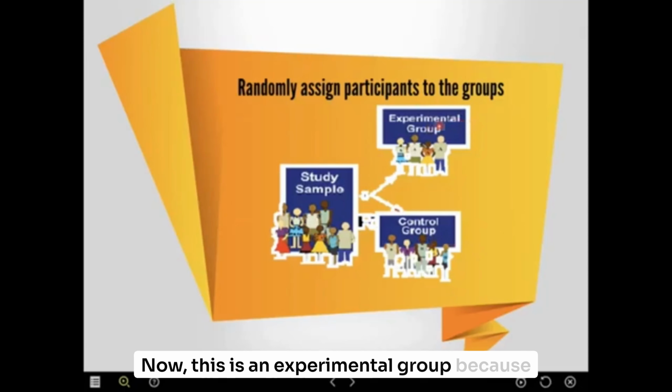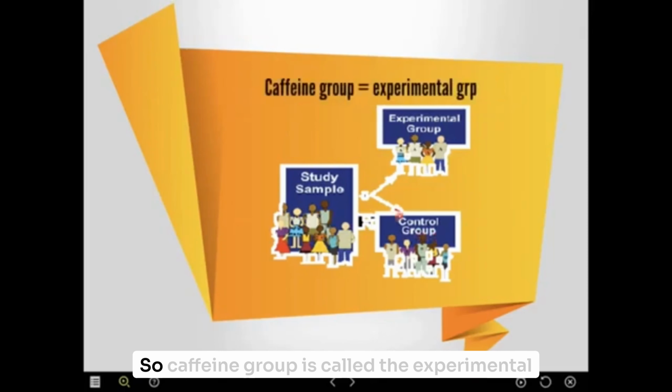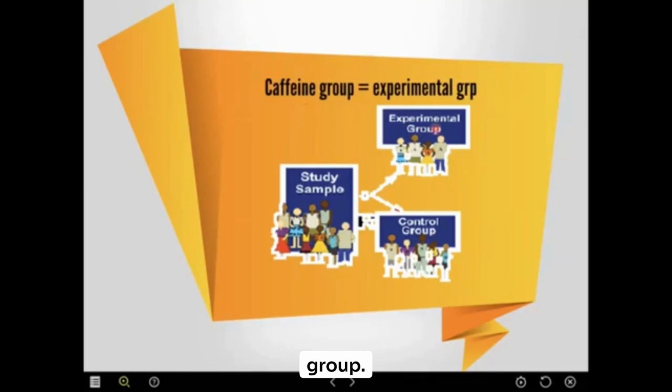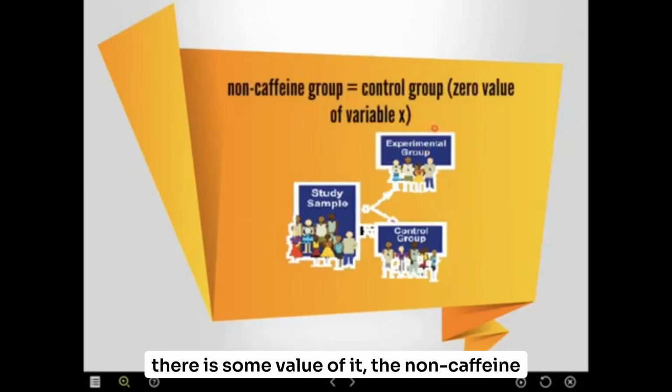Now, this is an experimental group because the actual condition of interest is here, which is there is some amount of caffeine here in this group because they drink a caffeinated drink. This is a control group because there is no value for caffeine. So the caffeine group is called the experimental group because there is some value of it. The non-caffeine group is a control group because there is zero value of the actual variable of interest.